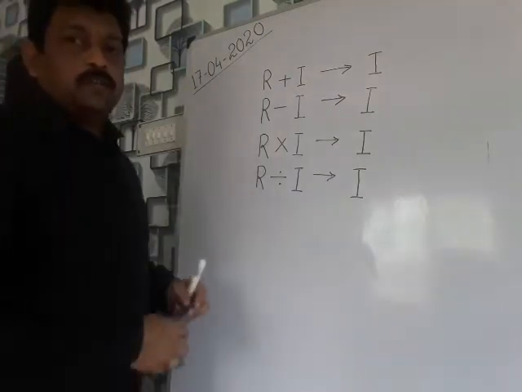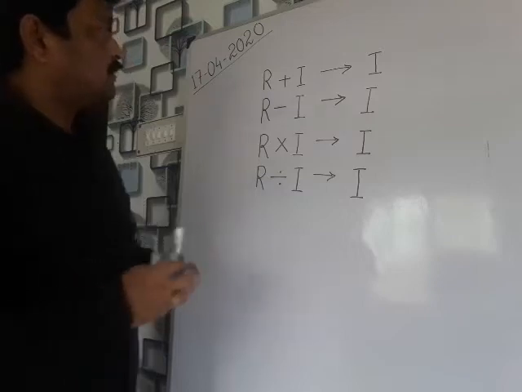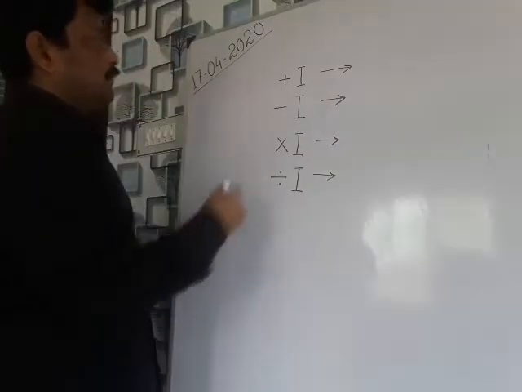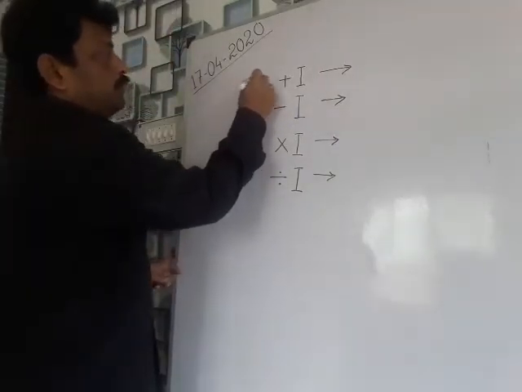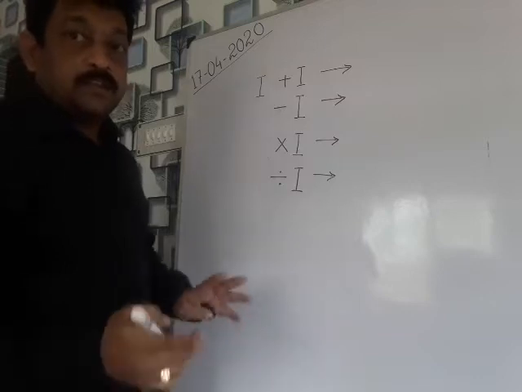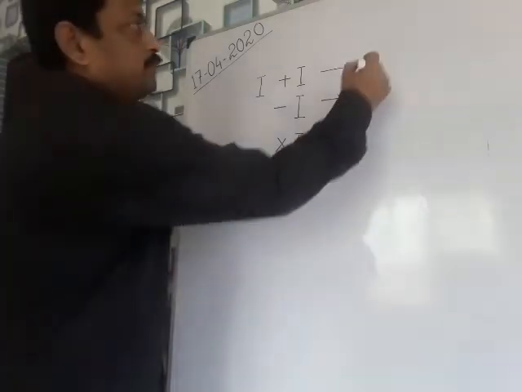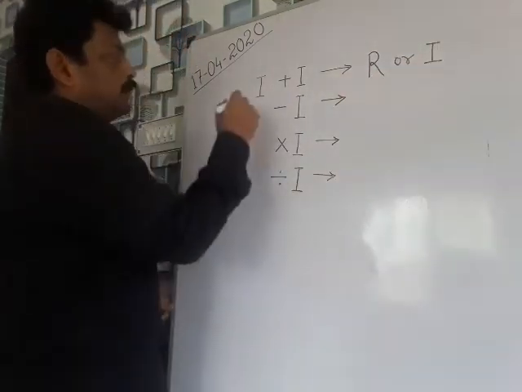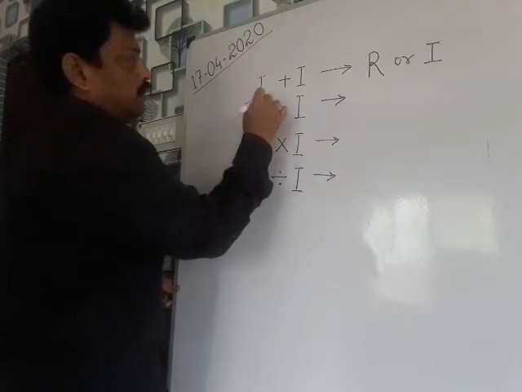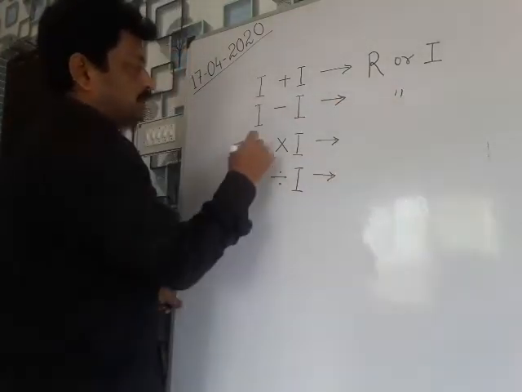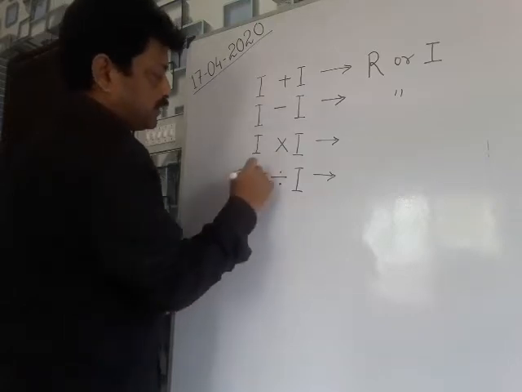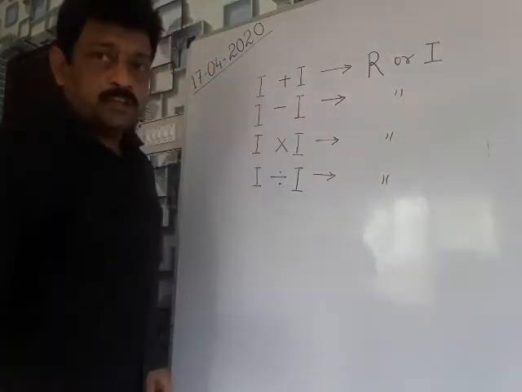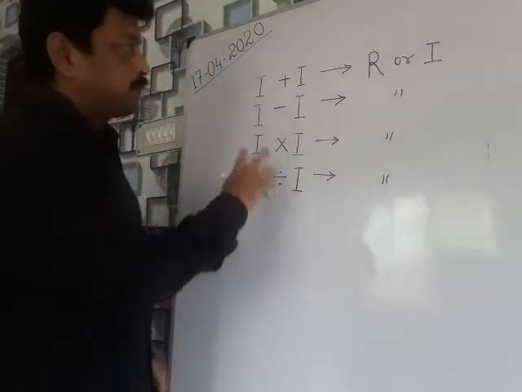Now, if I take two irrational numbers, let us see the result obtained. If two irrational numbers are added, the result can be rational or irrational both. Similarly, if two irrational numbers are subtracted, we will get the same result, that is rational or irrational. Same case with multiplication and division also. In all these cases, the result can be rational or irrational. So I will give you one example about this.